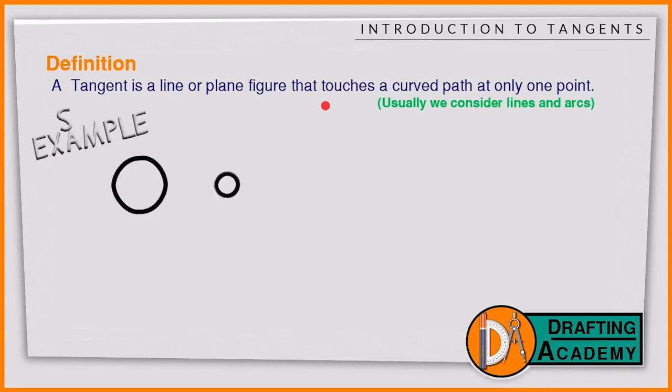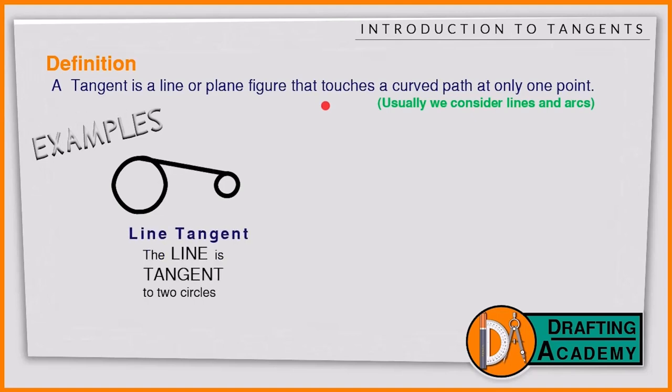For example, we can have two circles like this, then we can have a line touching these two circles at only one point and have what is known as a line tangent. Different literature or different books will term this type of tangent in various ways, but usually it will involve a line. It might be termed as linear tangents.